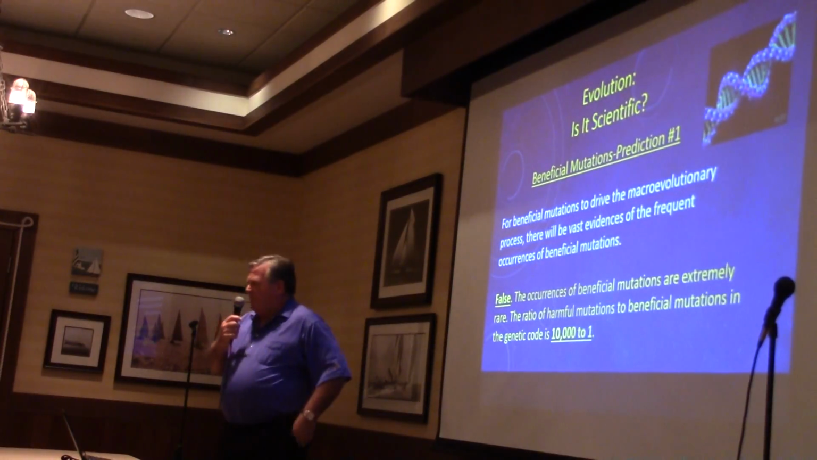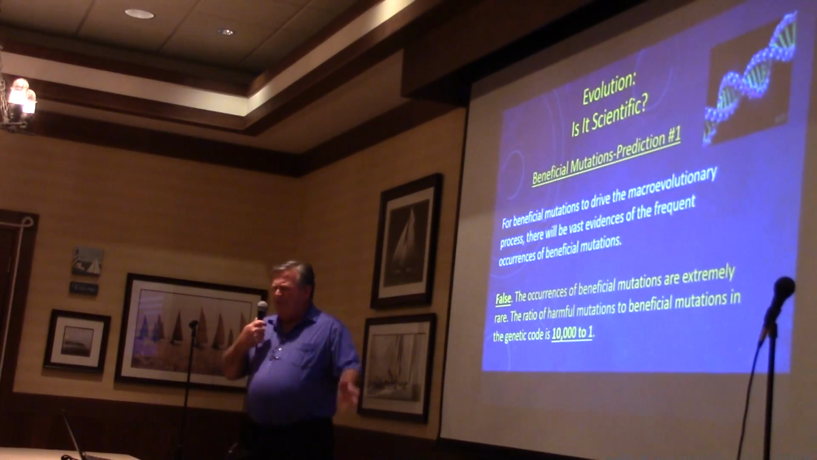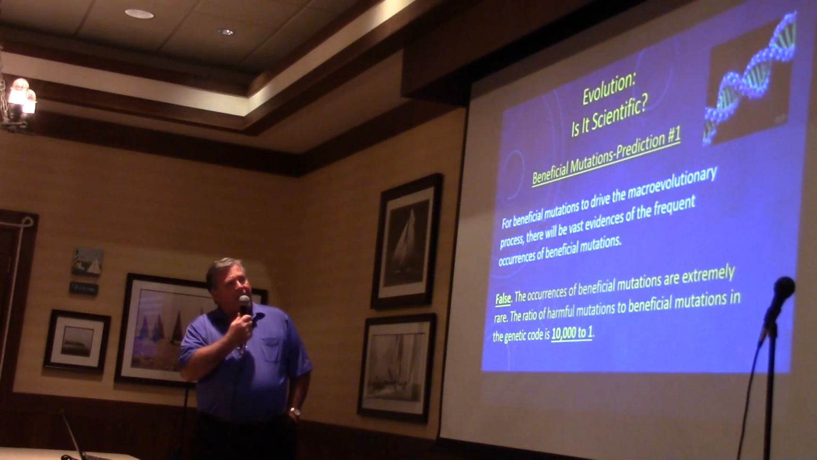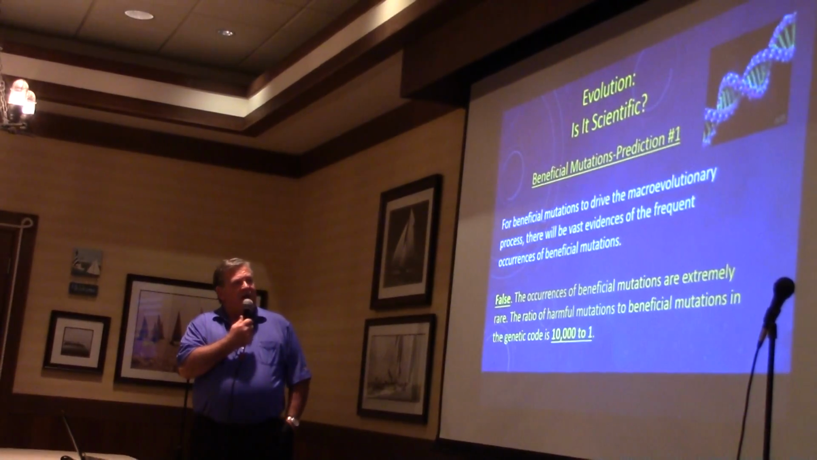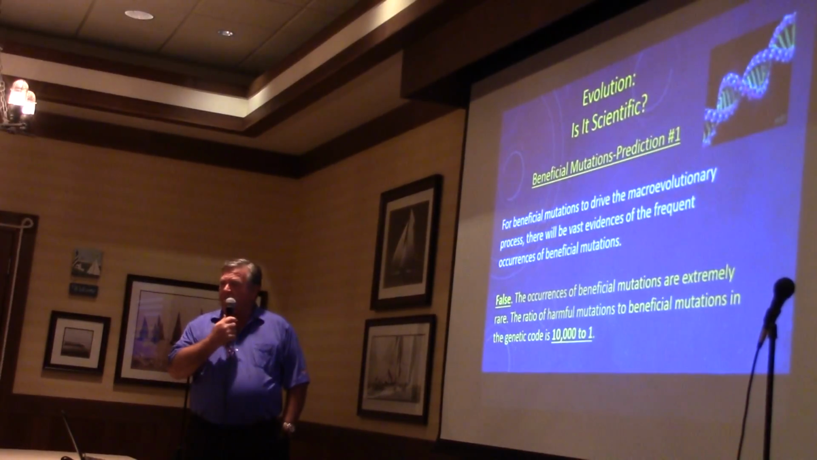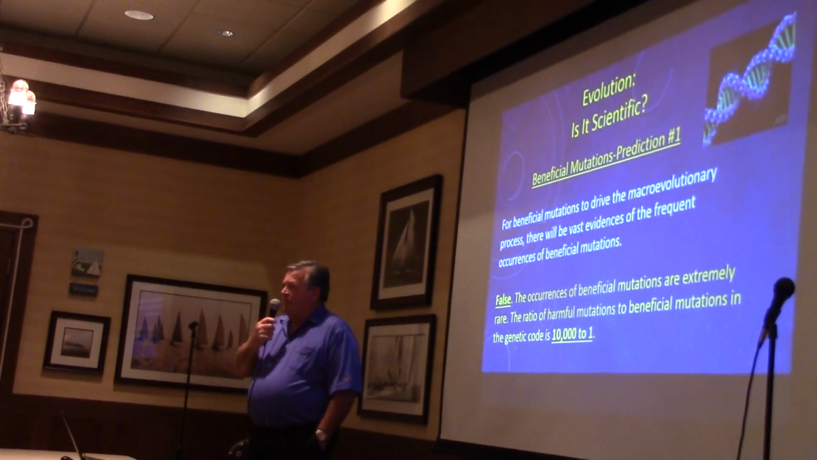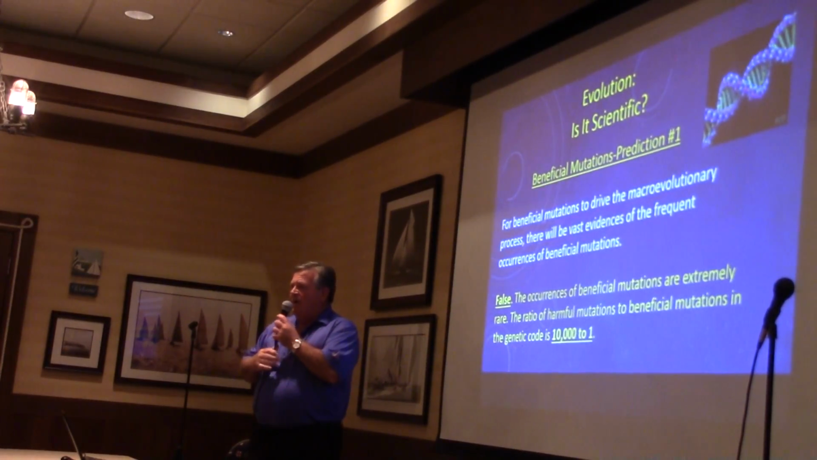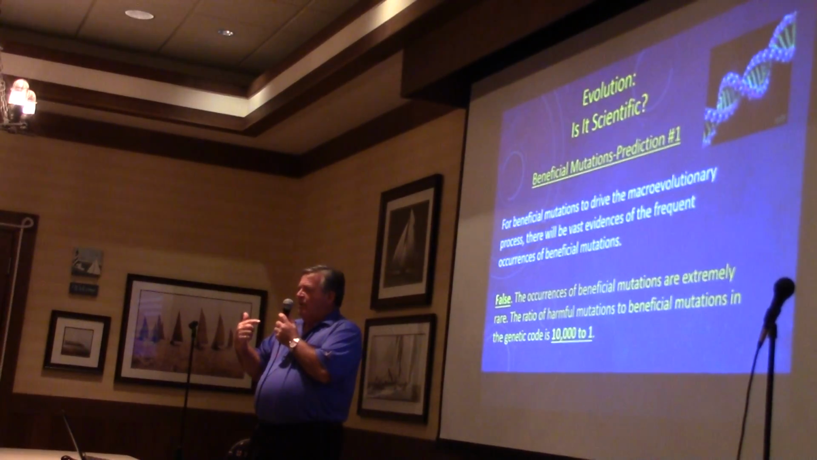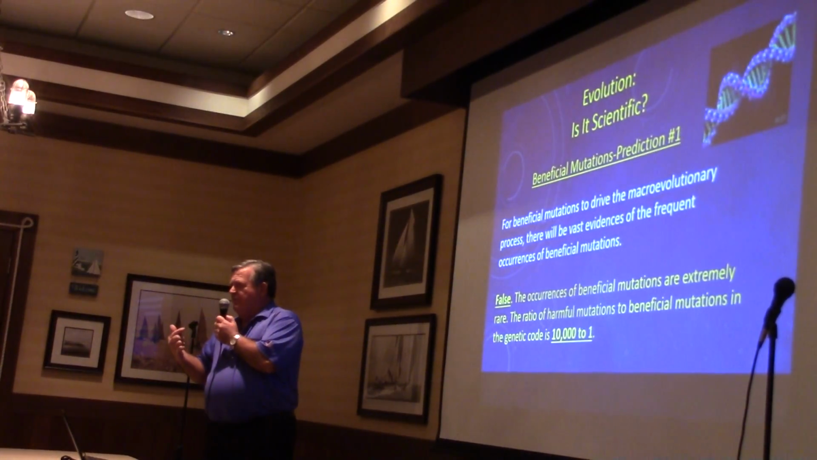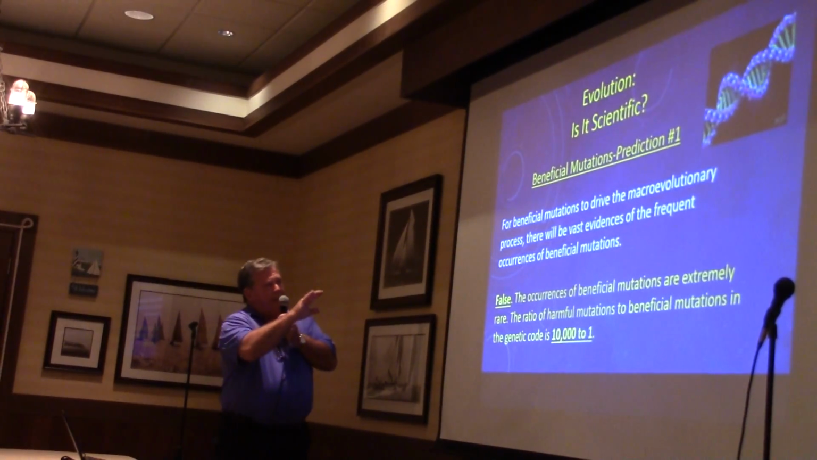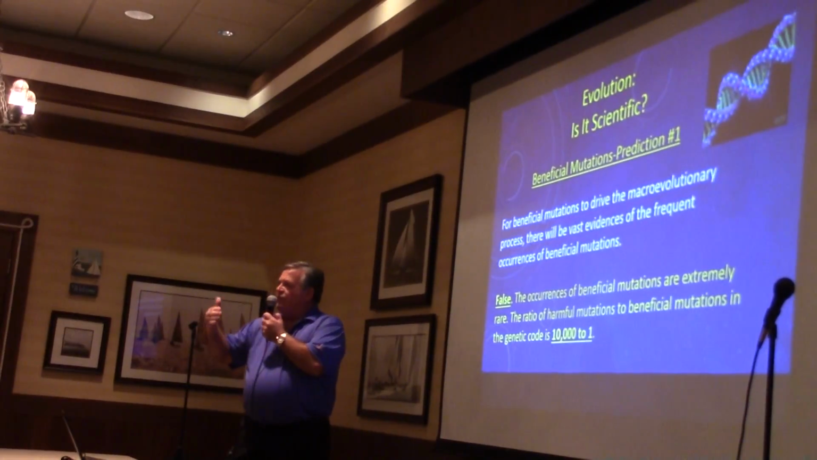Beneficial mutations. Prediction number 1. There's all kinds of predictions. I just choose a few of them. For beneficial mutation to drive the macroevolutionary process, there will be a vast evidence of frequent occurrences of beneficial mutations. Okay, now, make sure you understand, think about how many changes would be necessary for an Indohyus to go to a whale. Okay? And it all had to be beneficial for the whale to survive in water.